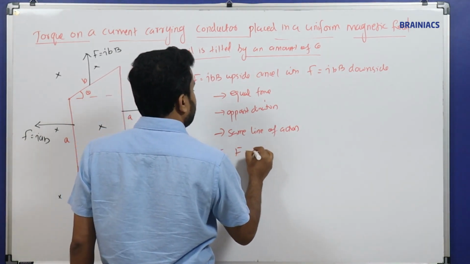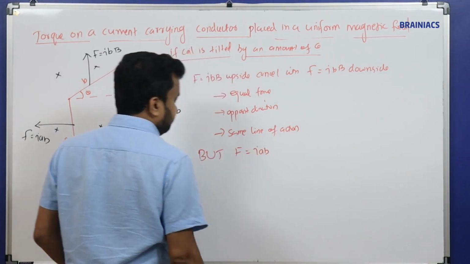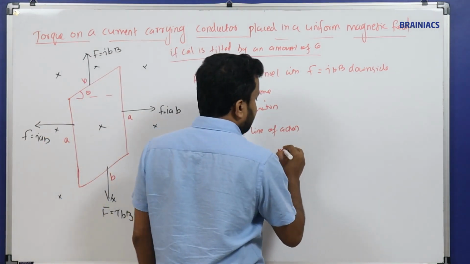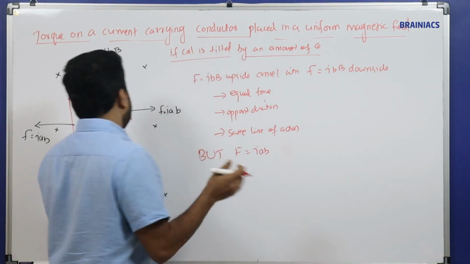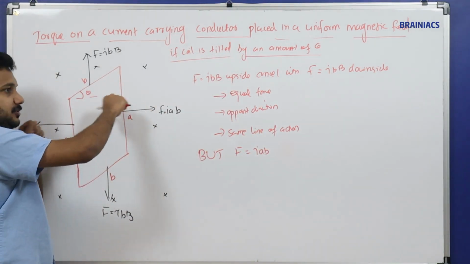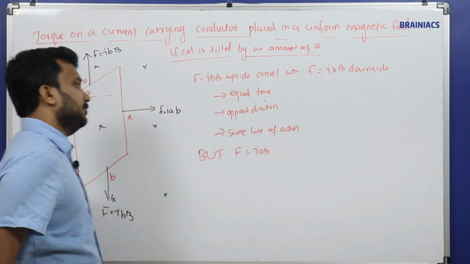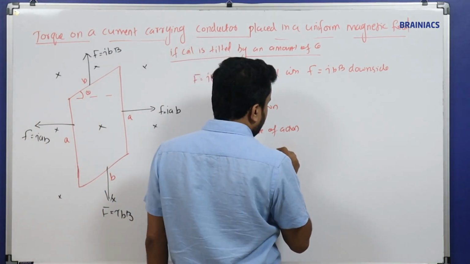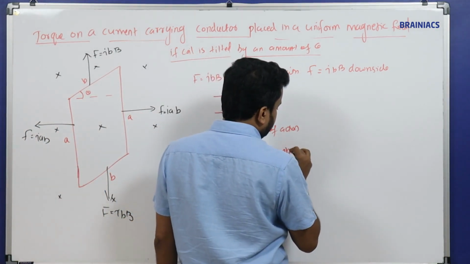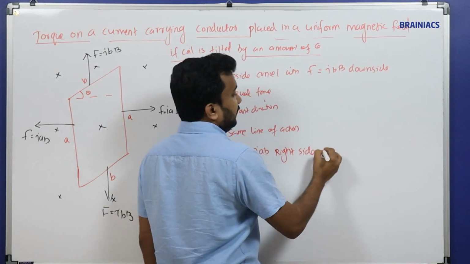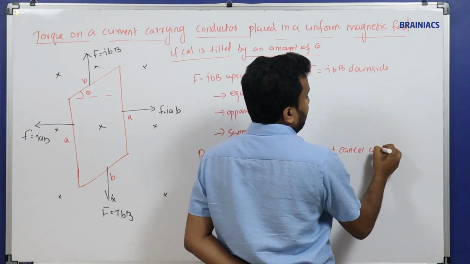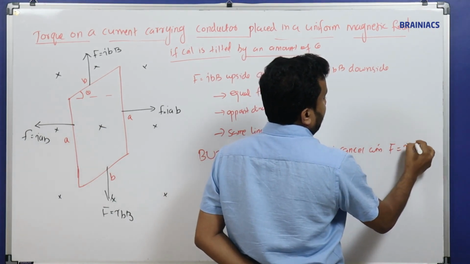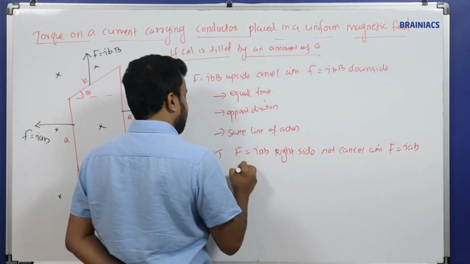but F is equal to IAB does not cancel. F is equal to IAB, this is like this force. So there are two forces here. F is equal to IAB on the right side does not cancel with F is equal to IAB towards the left side.